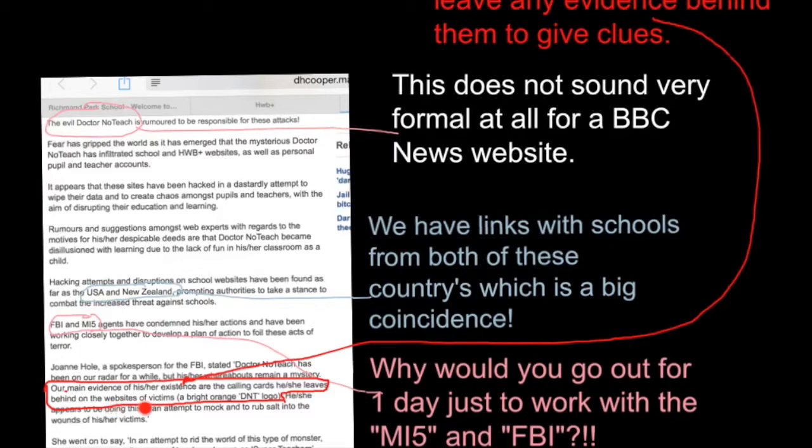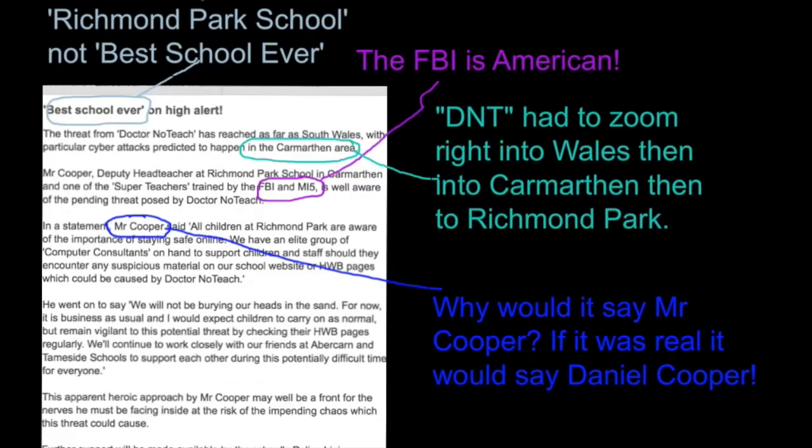And down here, our main evidence of his/her existence are the calling cards he/she leaves behind on the websites of victims, a bright orange DTN logo. Now, a hacker would never leave any evidence behind to give anybody any clues unless they wanted the world to know about it. The real BBC website would have put Richmond Park School not the best school ever. The FBI is American, so it would have taken longer than one day to get there. D&T had to zoom right into Wales and into Carmarthen and then to Richmond Park, which is a bit odd. Why would it say Mr. Cooper? If it was real, it would say Daniel Cooper, not Mr. Cooper.